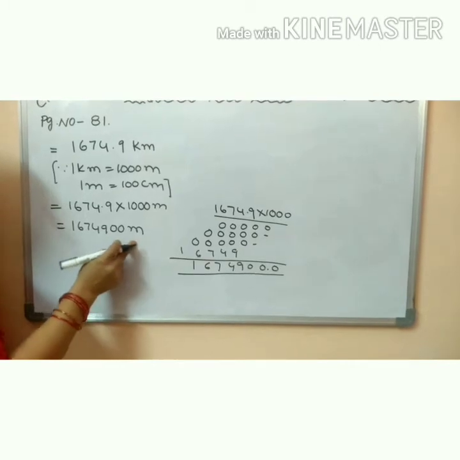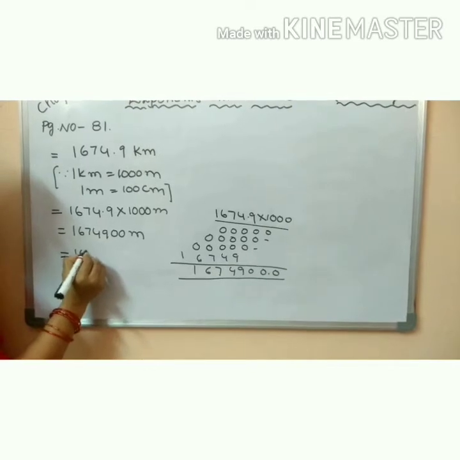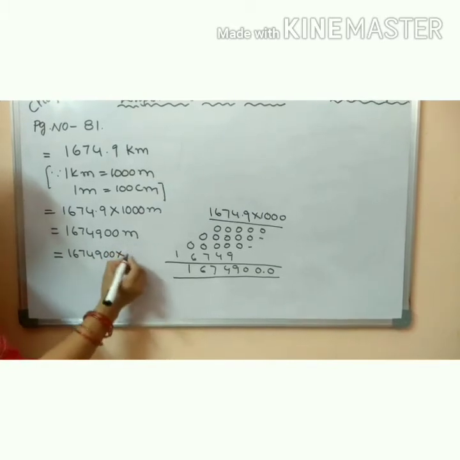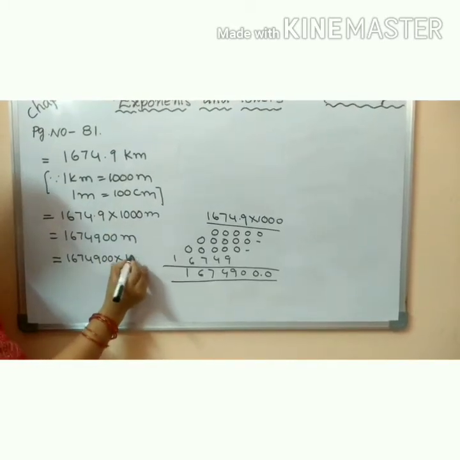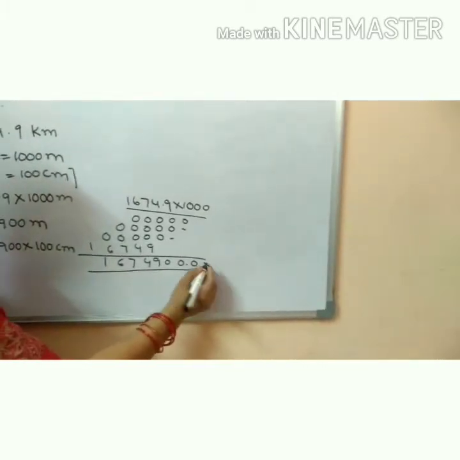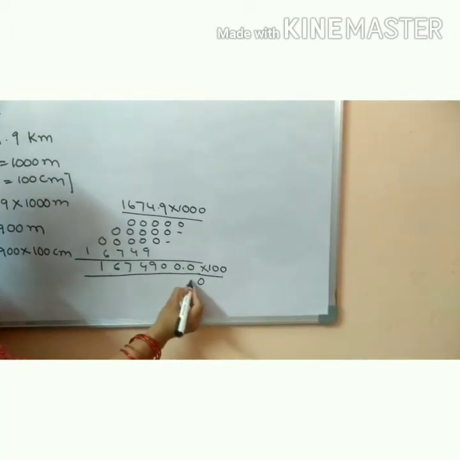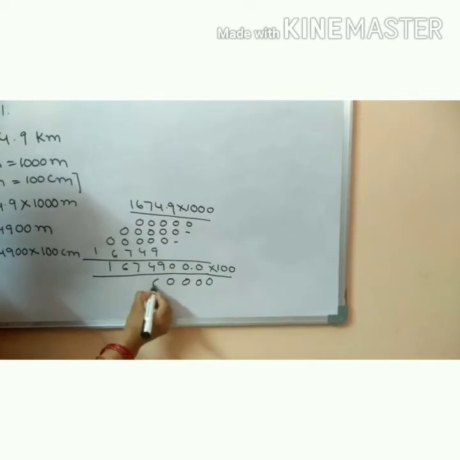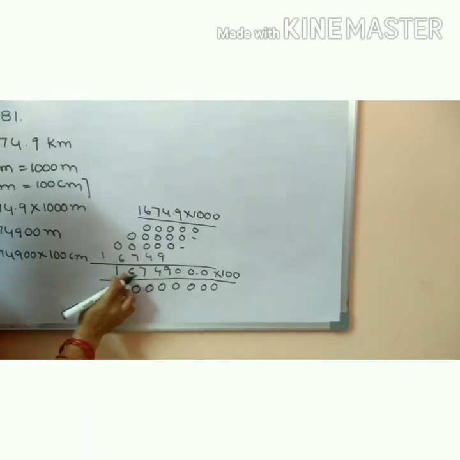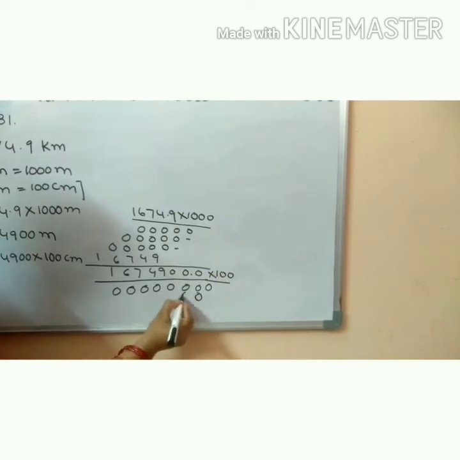Then you will change to centimeters. 1674900 into 100, because 1 meter equals 100 centimeters. Write the zeros. How many zeros? 1, 2, 3, 4, 5, 6, 7, 8. Next, 0 again.